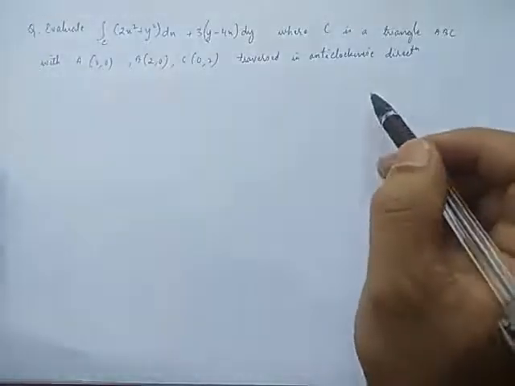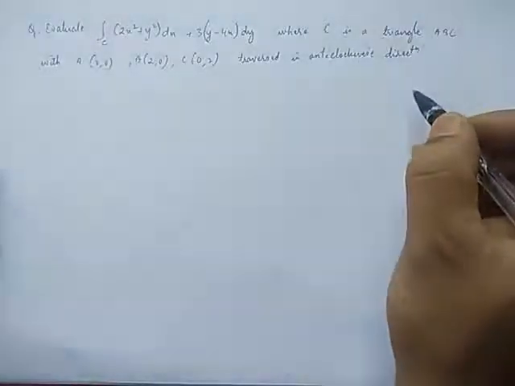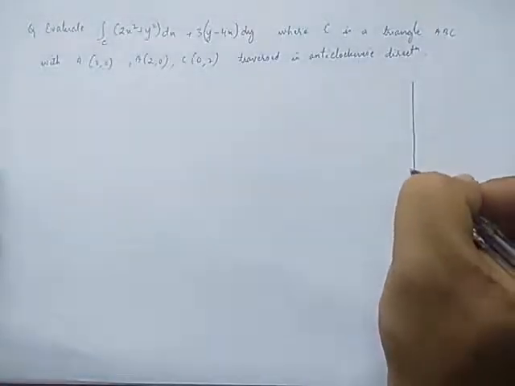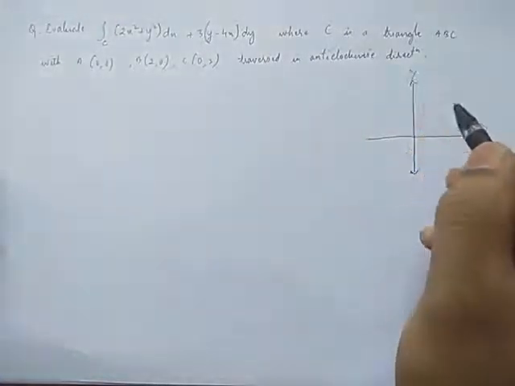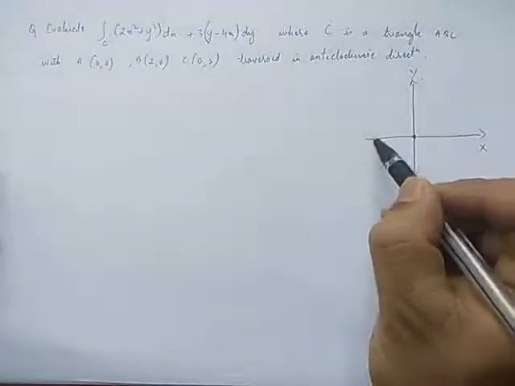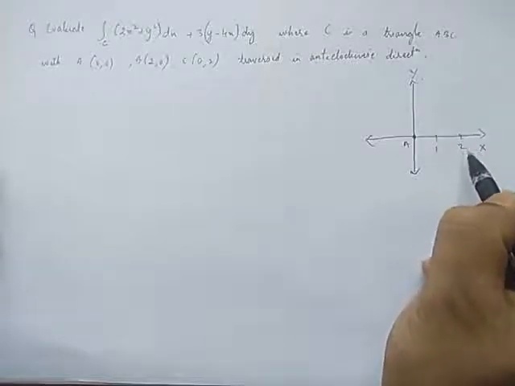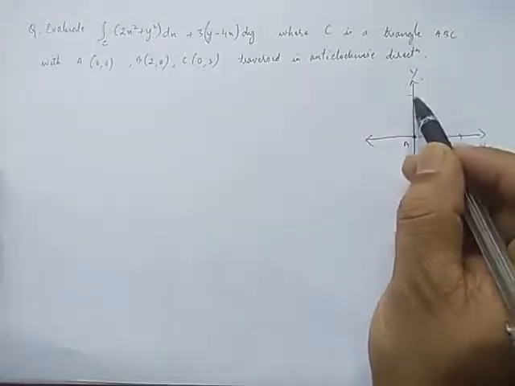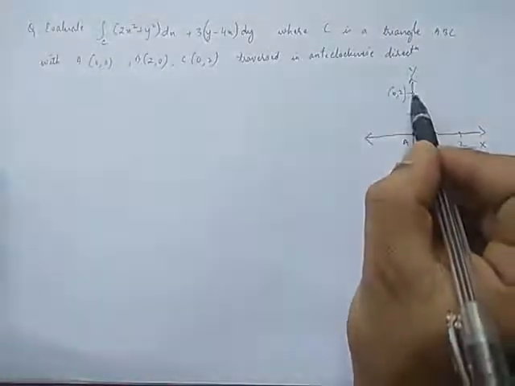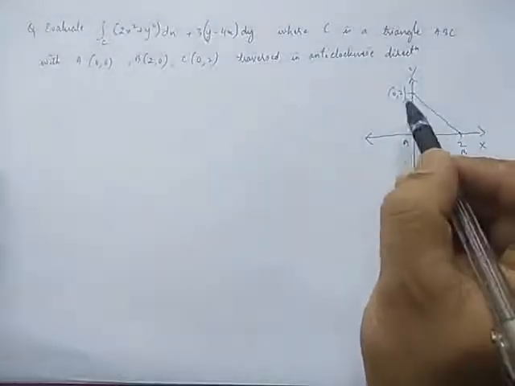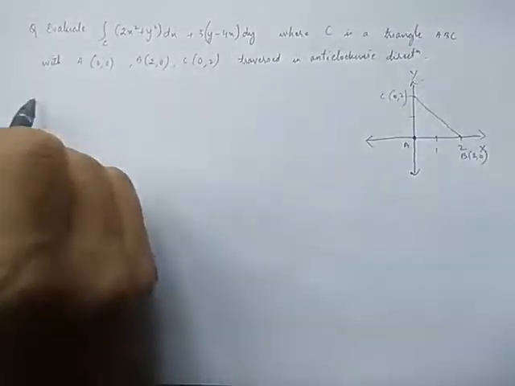So I have a triangle ABC where my points are: this is A, 1, 2; 2, 0 is my B; 1, 2 and 0, 2 is my C. So I'm going to have triangle ABC.